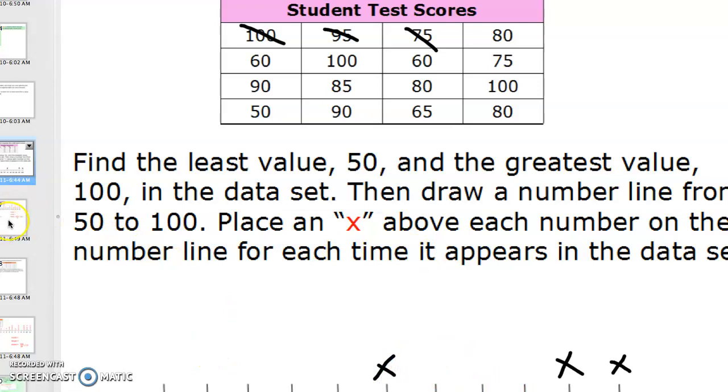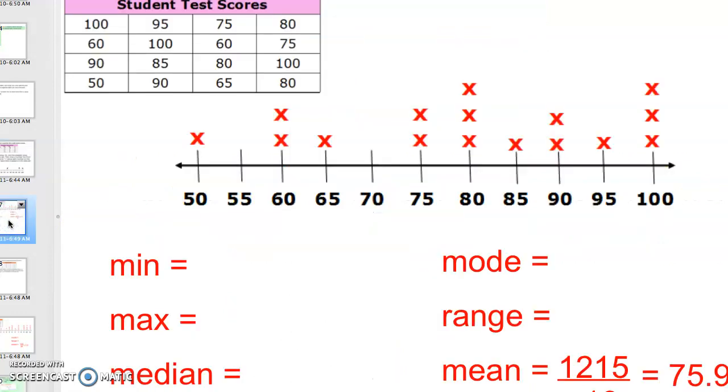I'm going to save us some time and show you what it's going to look like. So here are my student test scores, and this is what it's going to look like when you're finished. There's an X above each one. What's nice about line plots is you can clearly see 50 is my lowest grade, 100 is my highest grade. Most students, the mode, scored an 80 or 100.